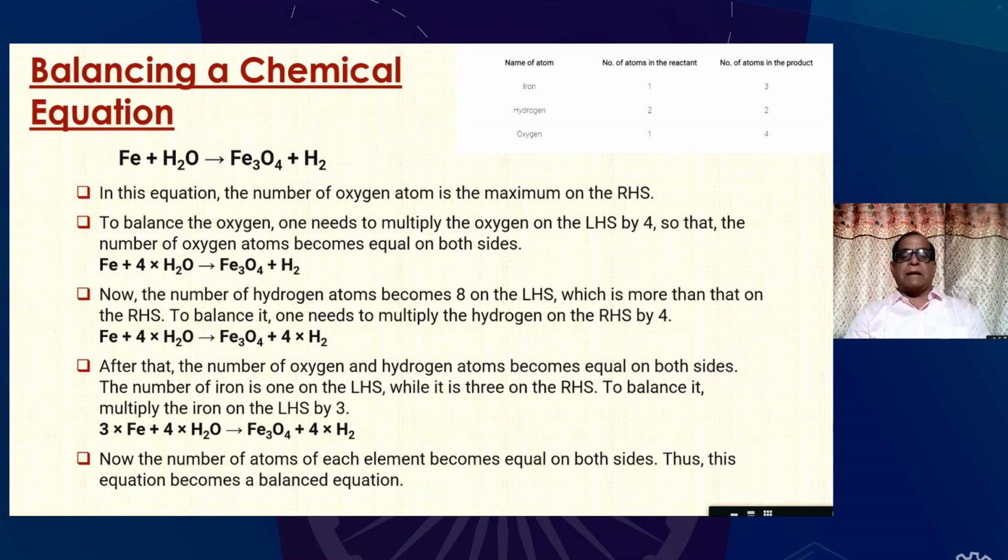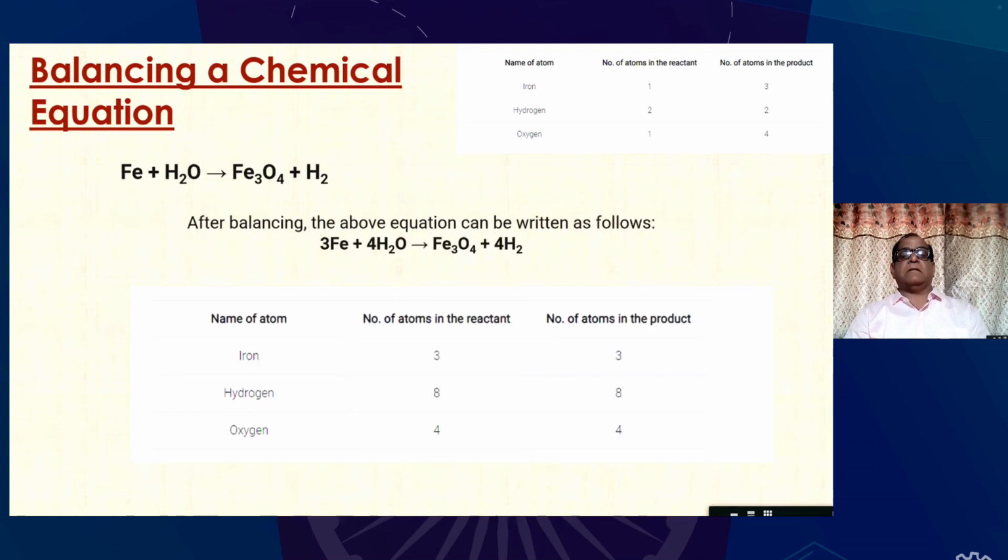So to balance it, multiply iron by 3 on the left hand side, so that now the number of atoms of each element on the left hand side is equal to the right hand side. Thus this equation becomes a balanced equation.